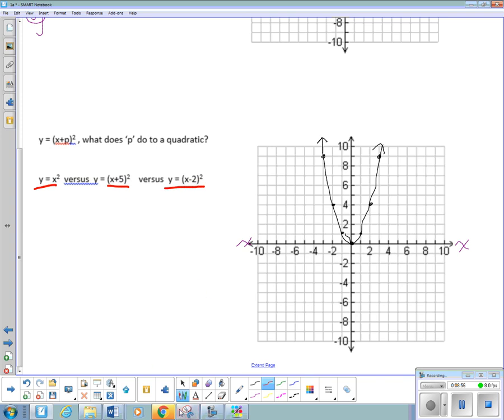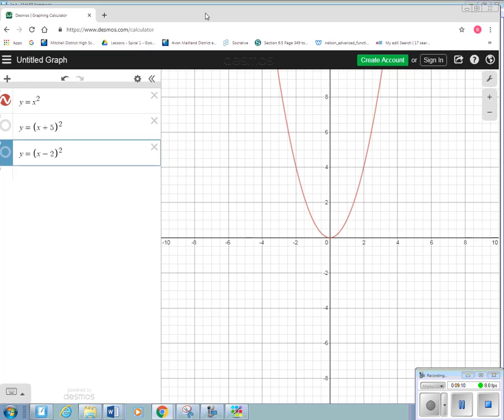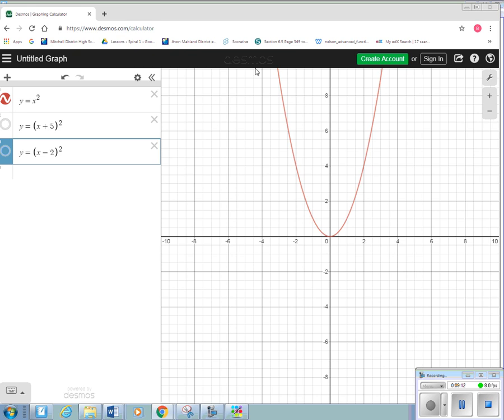So what I'm going to do is I'm going to bring up Desmos just to prove to you what I'm doing is not something that I just made up. So I'm going to pause it and bring up Desmos. Okay, so as I said, I was going to bring up Desmos. So here is Desmos, and you can see the parent is the red.